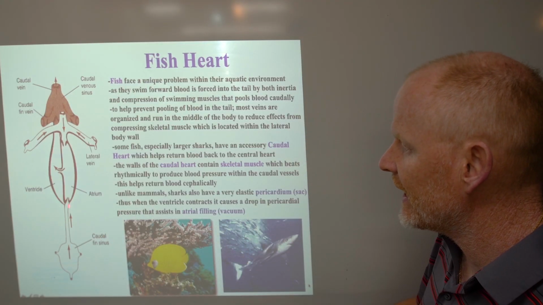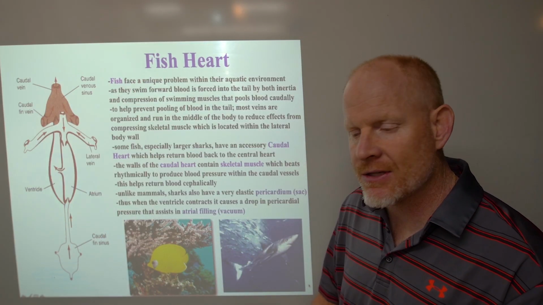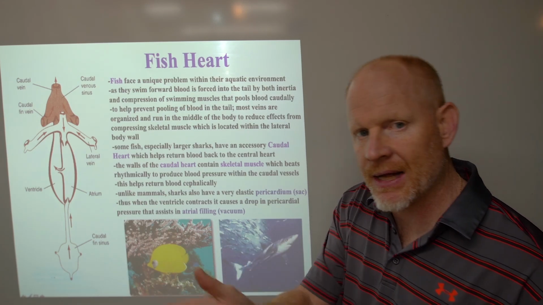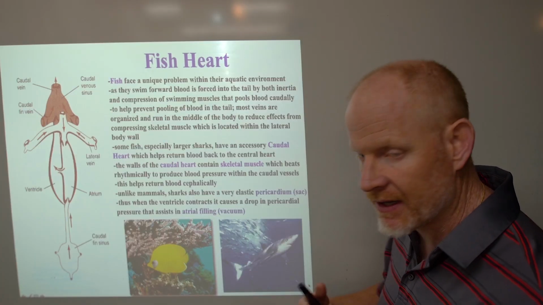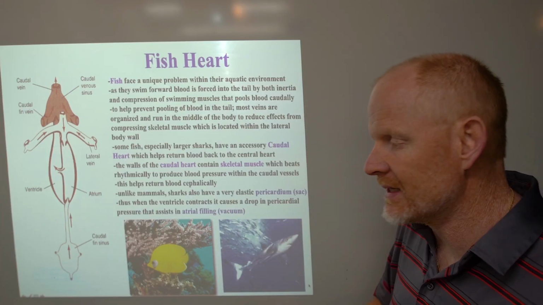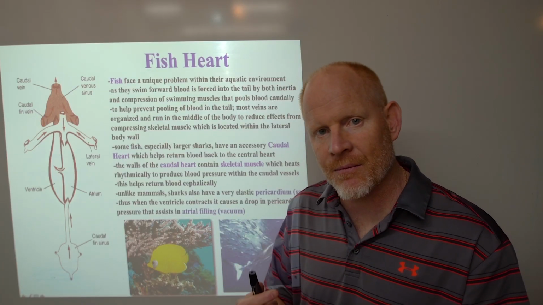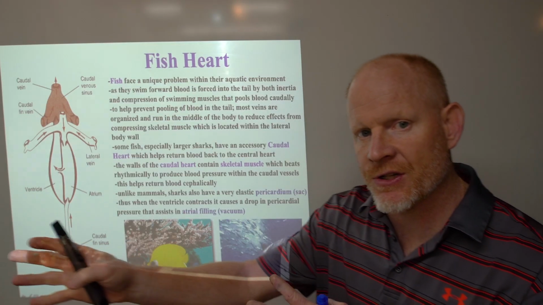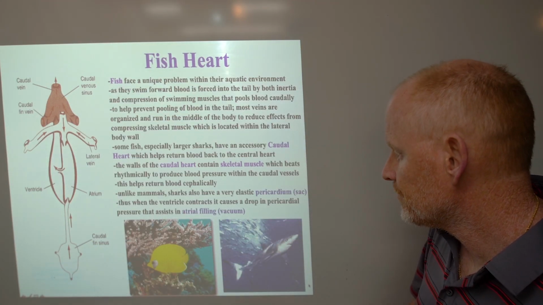Most of the veins are located in the middle of the body so that the contraction of the body doesn't push all of the blood, right? Most of the muscle in the fish is found in the body wall, and if the veins were pushed up against the body wall, it would push all of the blood to the tail. So this helps with not pushing so much blood back, and venous return is all in the middle so that it's more efficient to get it back to the heart.